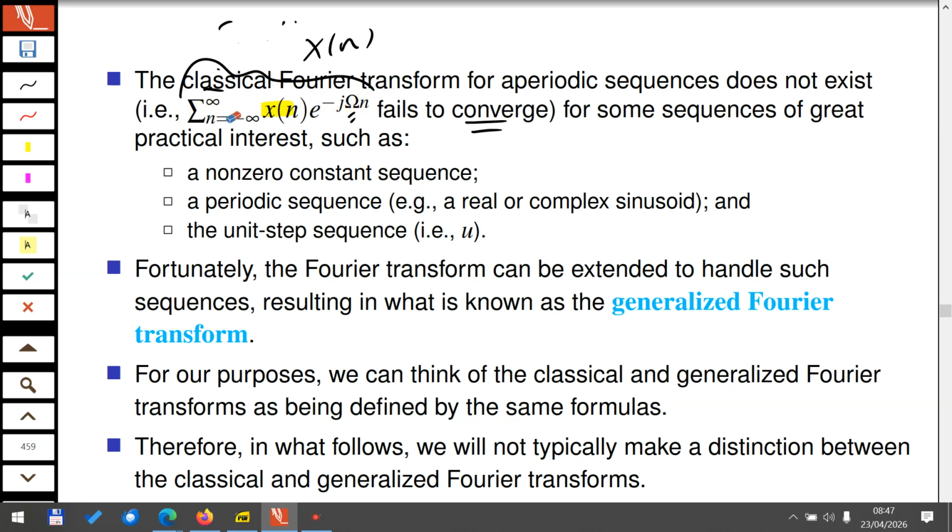Now, this summation is a summation over all integers, so it may or may not converge. It will only converge if the signal has finite energy, right? If it does not have finite energy, it will not converge. And there are many examples like that: constant sequences, periodic sequences, unit step. It's very similar to what we had in continuous time. And then for these signals, you have to introduce the extended definition, and that is what we call the generalized Fourier transform, and that will introduce, for example, the Dirac delta.